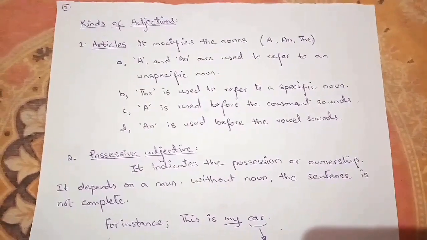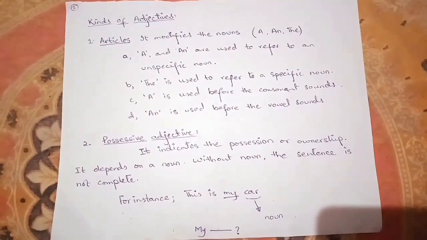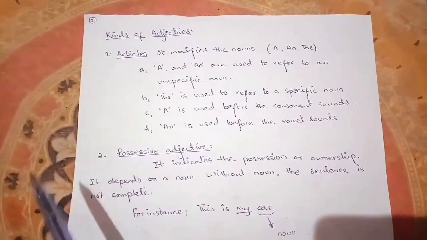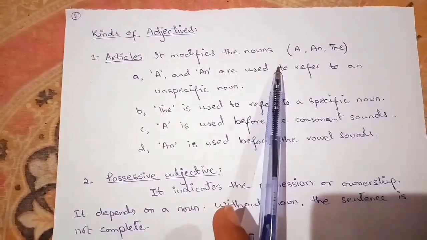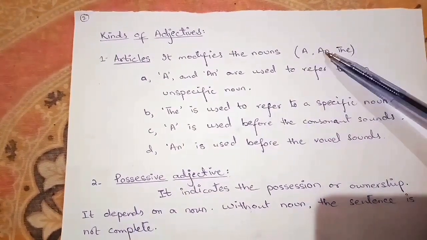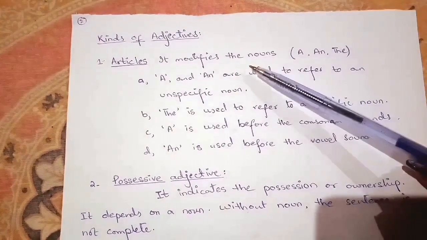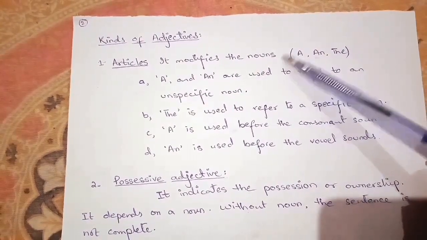Coming towards the kinds of adjectives. In this video, we will learn about the 4 kinds of adjectives. Number 1, articles. Articles modify the noun. There are 3 articles, a, an, and the. These are the articles which modify the noun.